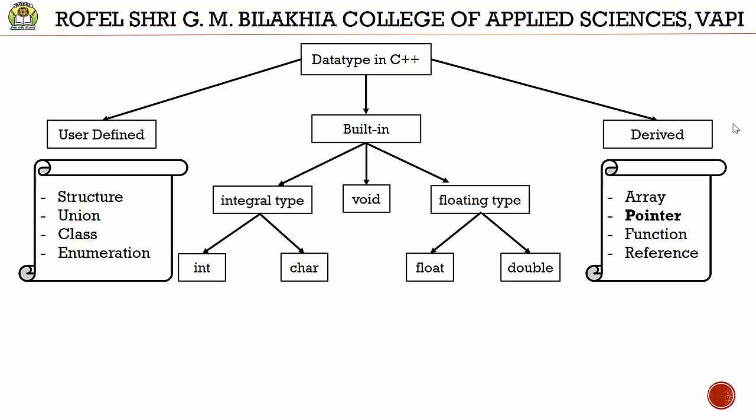Now the next derived data type is function. A function is a self-contained program segment that carries out a specific well-defined task, right? In C programming, every program contains one or more functions. Why? Because we can invoke them from other parts of the program for doing some task like addition, multiplication, right? So these are the functions.